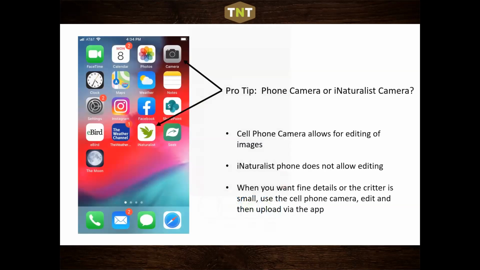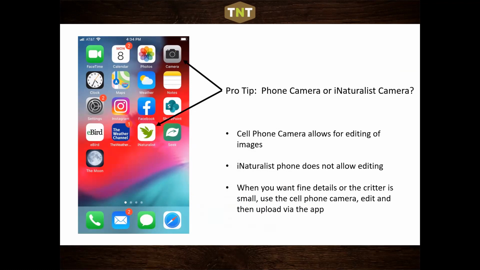Now that leads to a question. You actually have 3 choices with photography. You can use a camera. You have to upload those images through the website. You can use your camera on your cell phone. And what that does is gives you the opportunity to edit your photograph before putting it on iNaturalist. So if it's a small object, you need to edit it and magnify it.